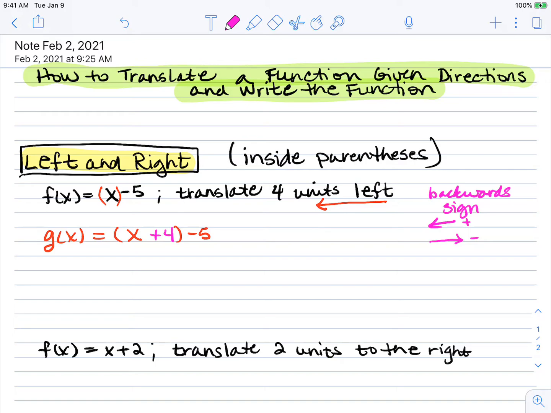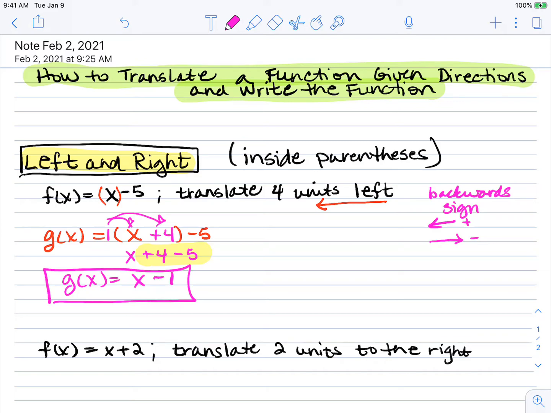Well, that's not the only way I can write this. There's really only a power of 1 on this, so I can distribute this one out here through my parentheses because I don't need to do any foiling or anything first. So I could just distribute this through, right? This gives me x plus 4 and -5, and so I'd get g of x equals, and say, well, +4 minus 5 is a -1. And that is my new function after the directions on how to translate it.